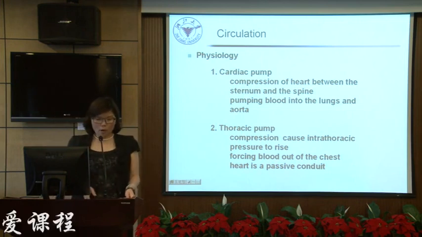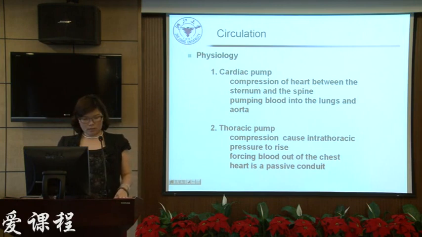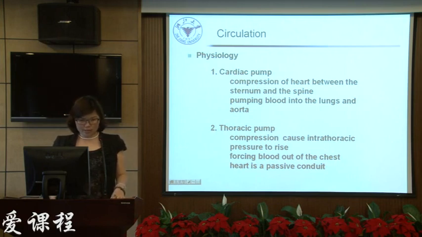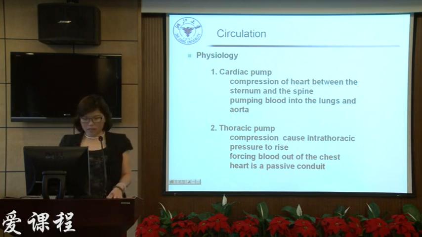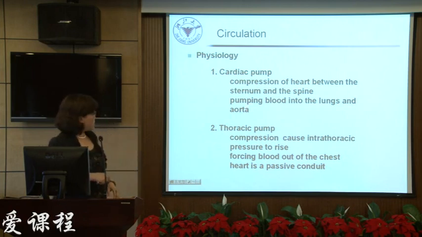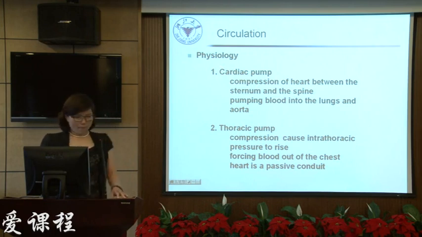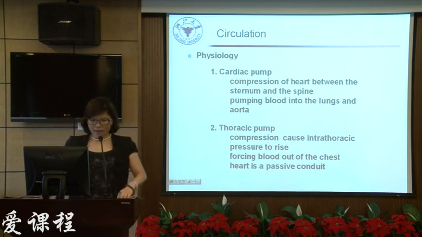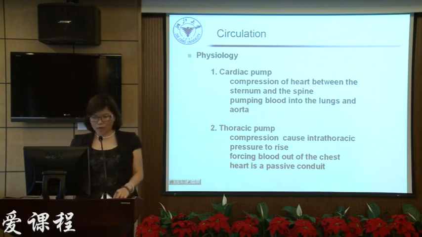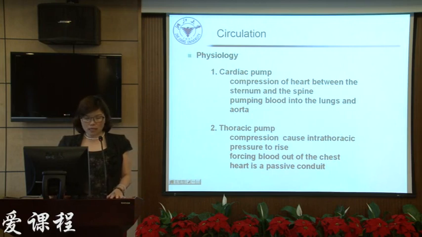We say circulation. Why does the artificial circulation work, and what is the physiology for the artificial circulation? One is the cardiac pump. When we give artificial circulation, the heart is pressed between the sternum and the spine, pumping blood into the lungs and the aorta.